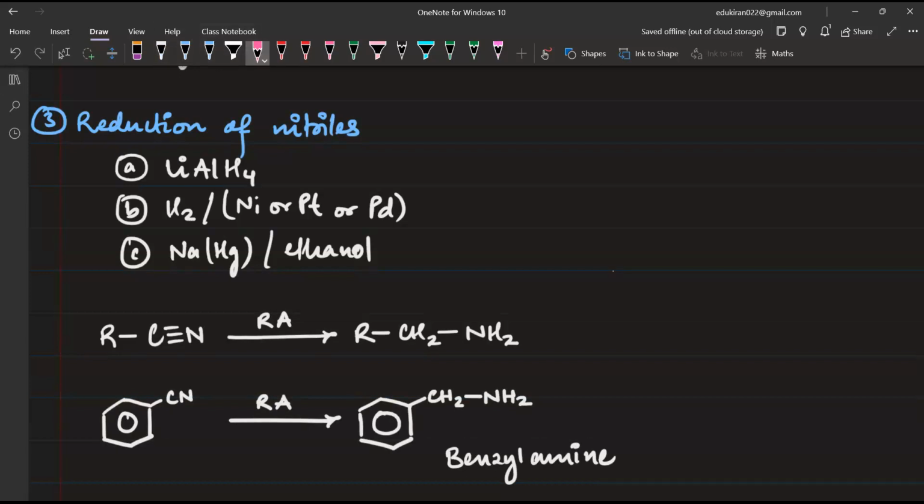Now, this is an important reaction with respect to the conversions. We will see a few conversions in which we are going to use this reaction. Now, in the exam, please don't write RA. Write any one of these instead. Please use your common sense. Don't write just RA in the reaction. RA means one of these: either lithium aluminium hydride, or H2 in the presence of some catalyst, or sodium amalgam in the presence of ethanol.